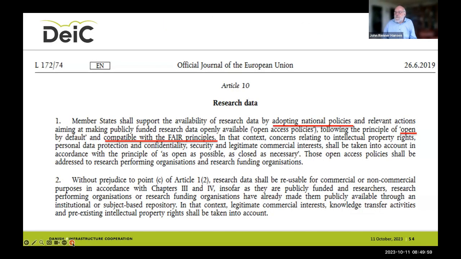Another thing which was pushing very hard was this new version of the directive on open data. I'm just putting 2 lines here. First of all, it required an adoption of national policies, and it should support sharing of publicly paid research data that should be open by default and comply with FAIR principles. And there was this very strong push that there should be an adoption of a national policy for that.